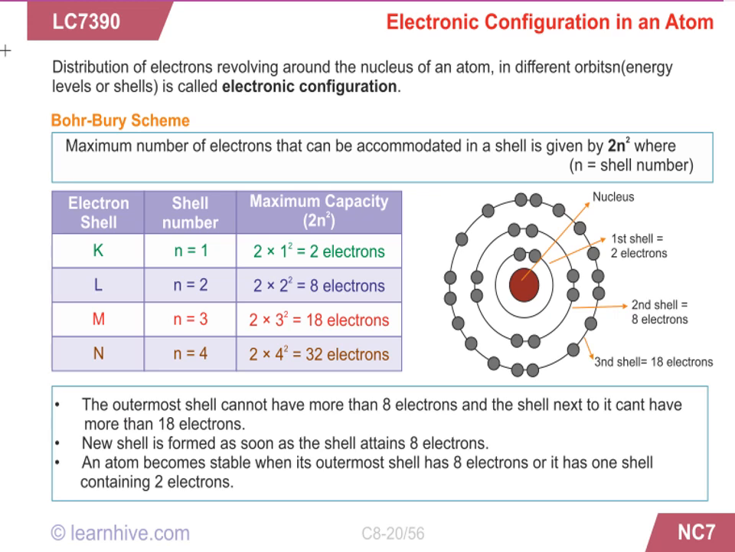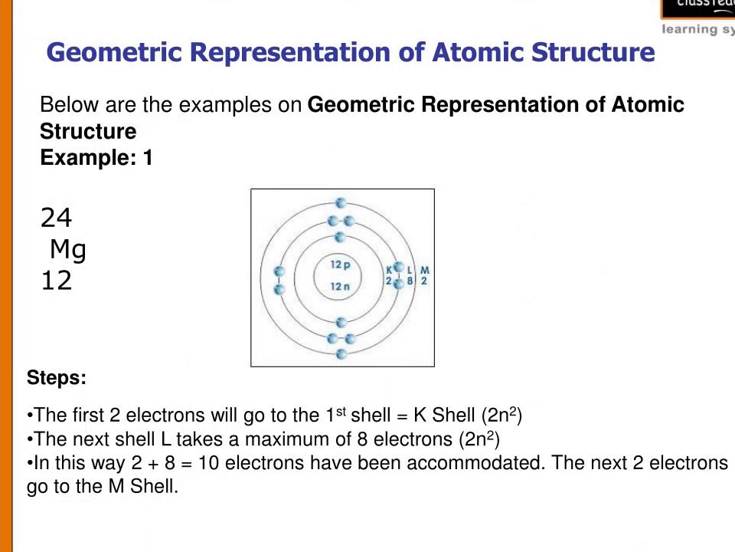The distribution of electrons revolving around the nucleus of an atom in different orbits is called electronic configuration. What is electronic configuration? Understood, children? There is also a geometric representation of atomic structure. See the picture.